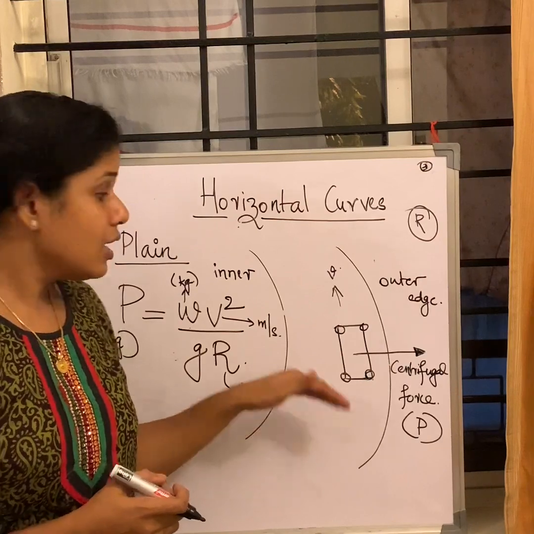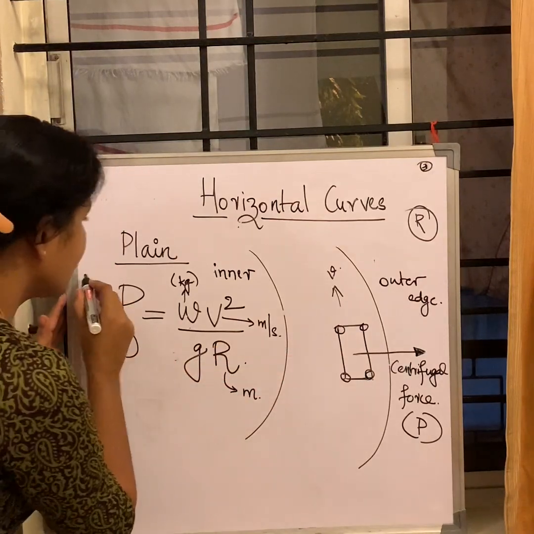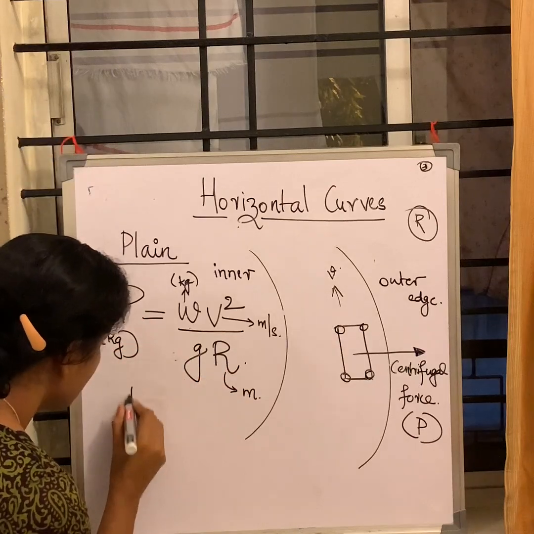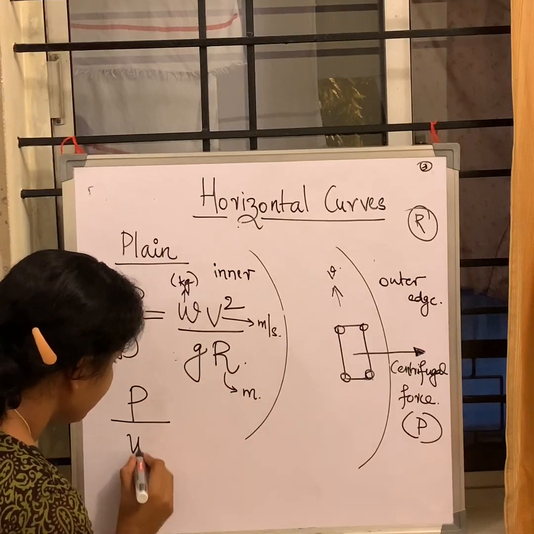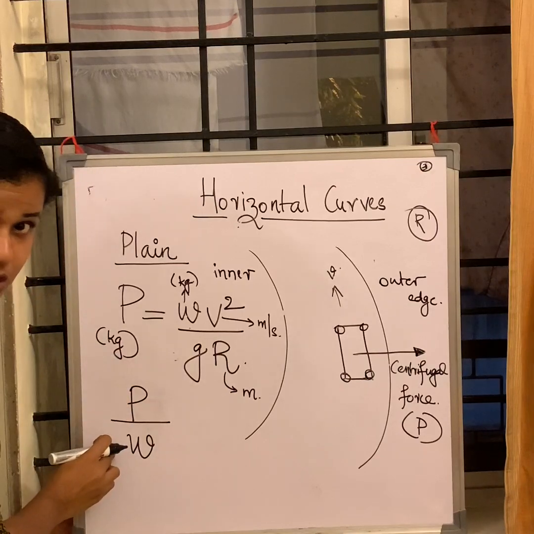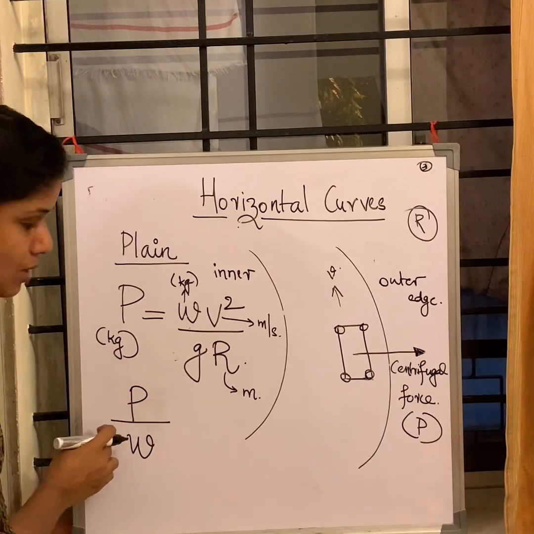Okay, now having understood this, I am going to slightly rearrange this because I'll introduce that factor here. I'm just going to take the weight of the vehicle over here. So this is P by W.